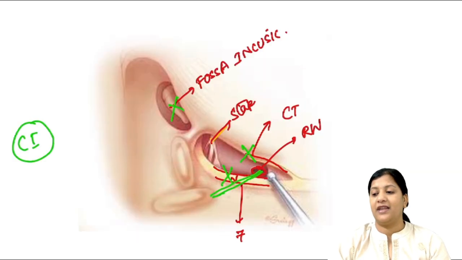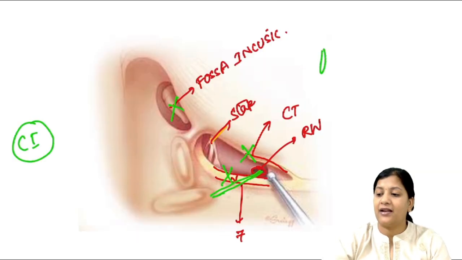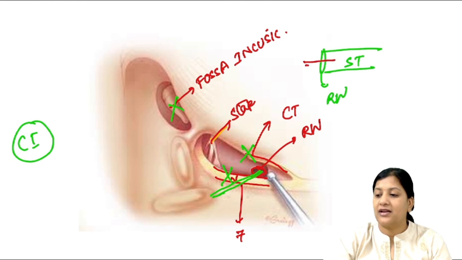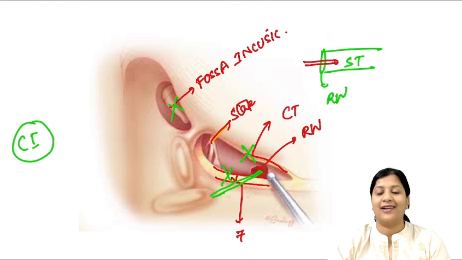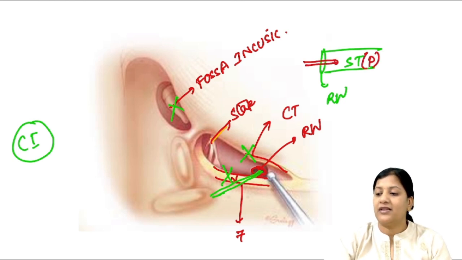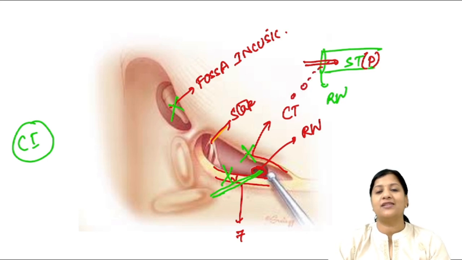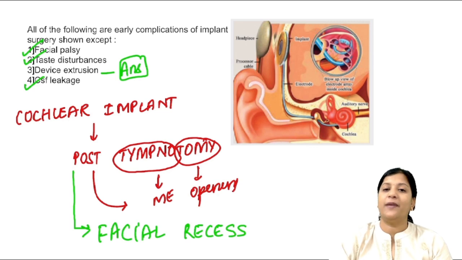What is CSF leakage? We know that the scala tympani is covered by the round window. So when I make a hole for inserting the electrode into the scala tympani, the perilymph in the scala tympani may leak out. If the perilymph leaks out from the scala tympani, we call it a perilymph fistula, also called a CSF leak. So this could also be an early complication when we are trying to insert the electrode into the scala tympani. So all three could be complications.